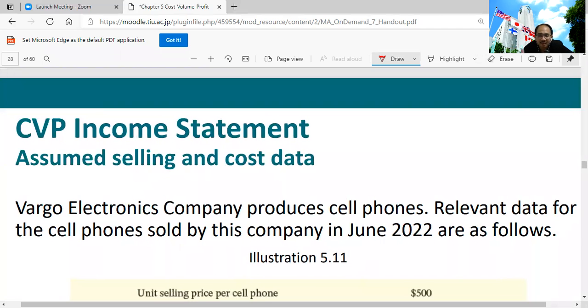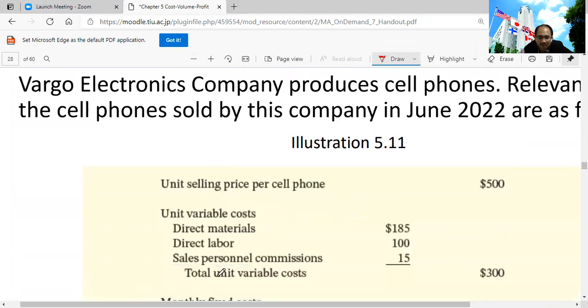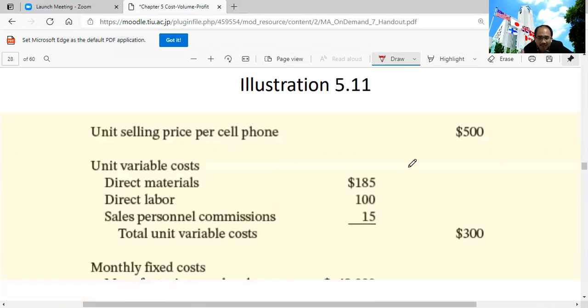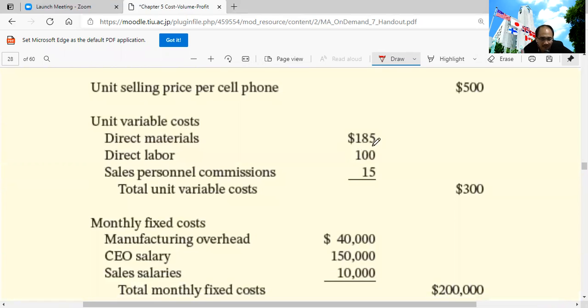So this is an example. Fargo Electronic Company produces cell phones. There are relevant data for cell phones sold by the company in June 2022. Okay, so let's go. Unit selling price per cell phone is $500. Variable costs per unit: direct material 185, direct labor 100, sales personnel commission 15. So the total unit variable cost is 185 plus 100 plus 15, which is 300.